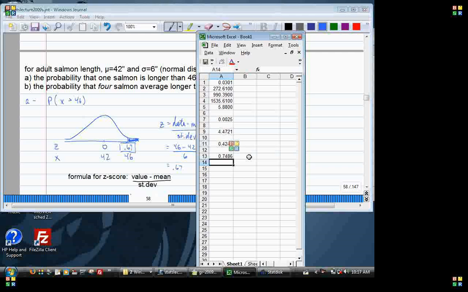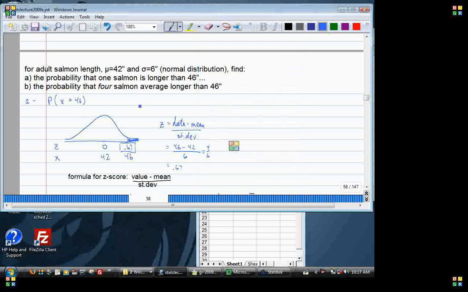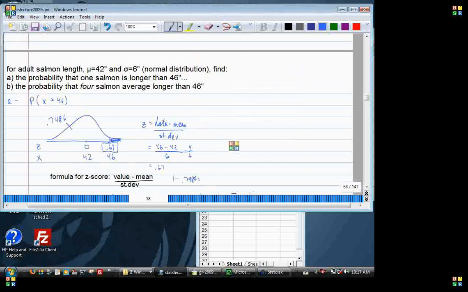First of all, what kind of value is that? That's an area or probability value. And this is which area? This is the area to the left. This is not our answer. This is this area, 0.7486. What do we have to do now? We have to do 1 minus 0.7486, which equals 0.2514.